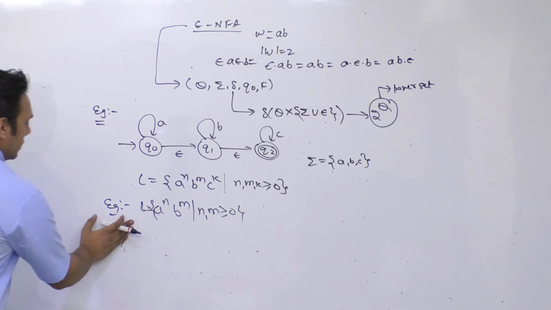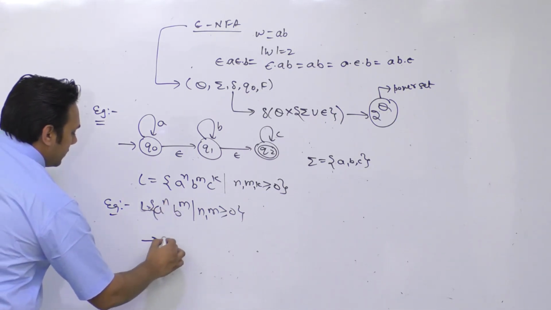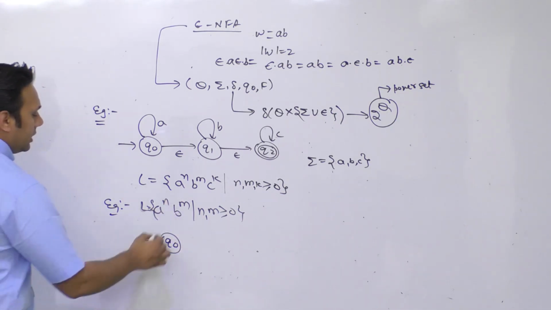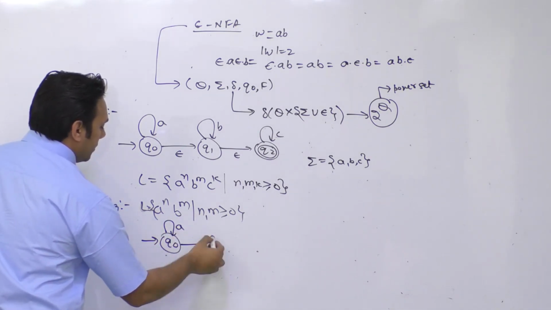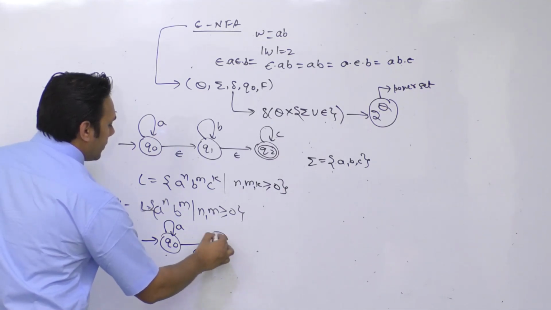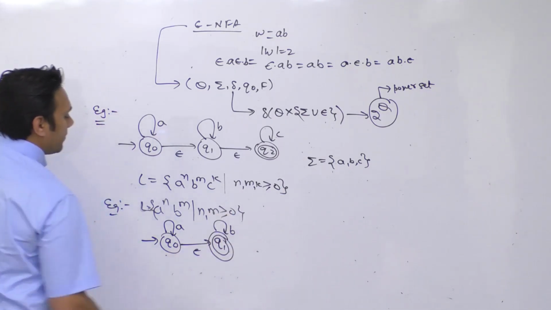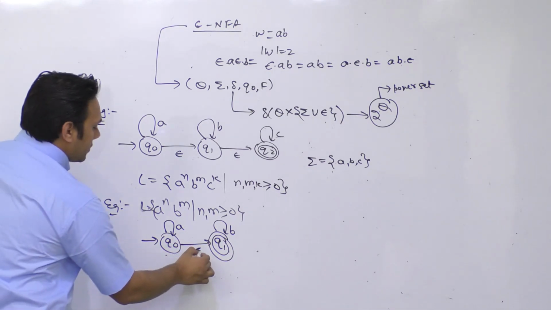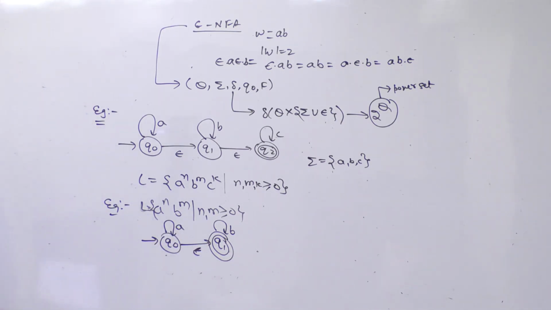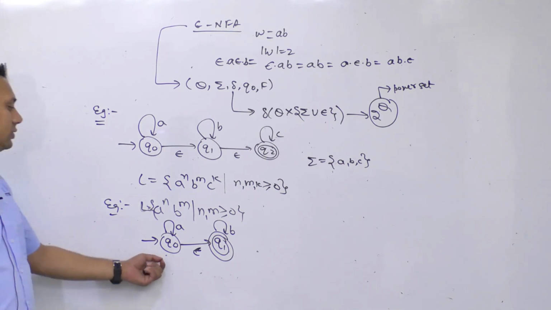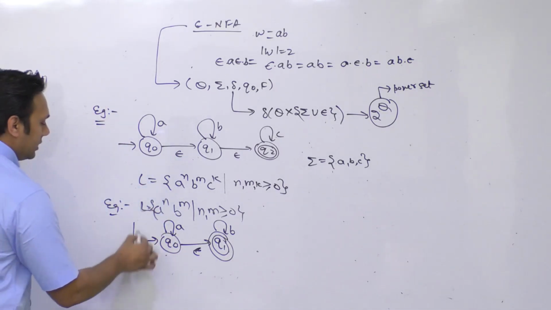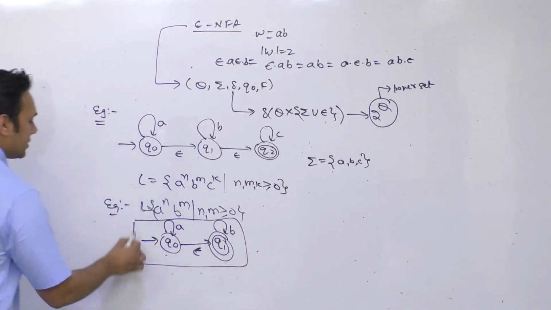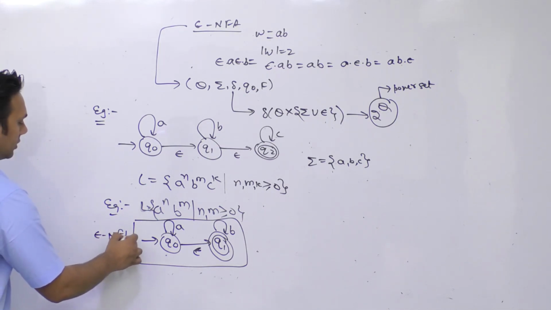Okay. So the epsilon NFA will look something like this, where the initial state is Q naught. Initially you can have any number of A's, but if you get a B, then you will go to the state Q1, and here you can get any number of B's. So here you can see we have an epsilon transition. So I believe you are able to understand this one. This is representing an epsilon NFA for this language, correct?